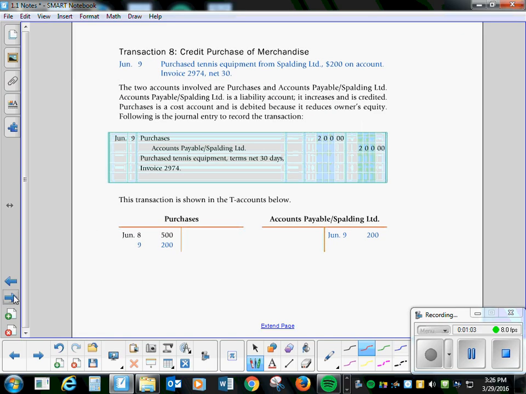Credit purchase of merchandise. So you purchase tennis equipment from Spalding, $200 on account with net 30. So your accounts payable, Spalding, would be a credit of 200. And it's important that you put who you have to pay it to. And your purchases will be a debit of 200. And it'll look like this.